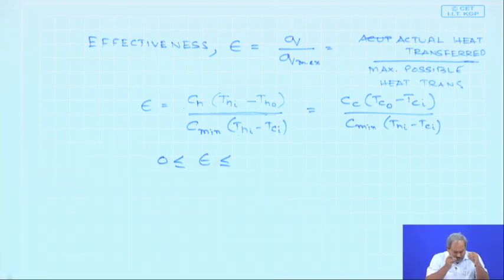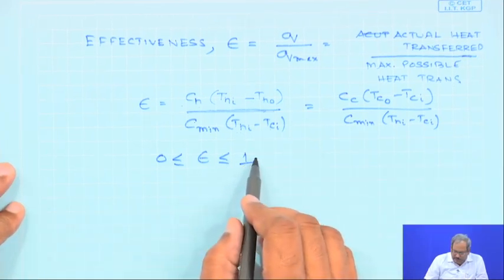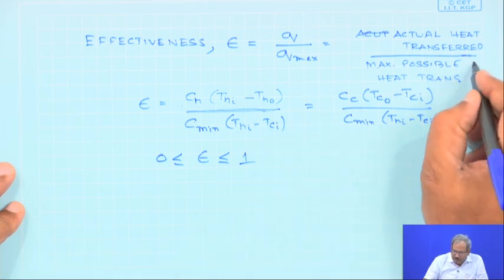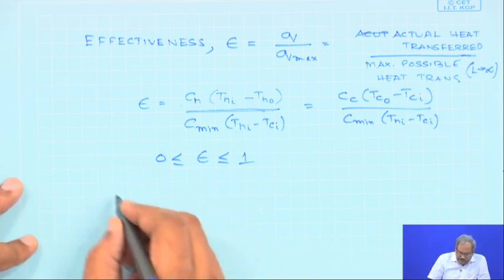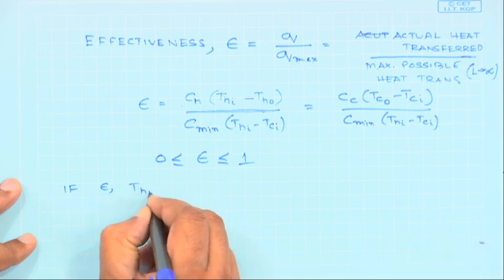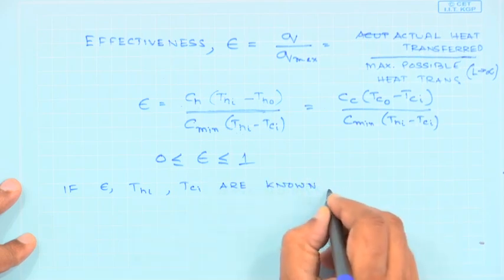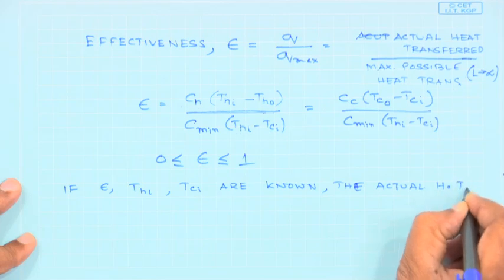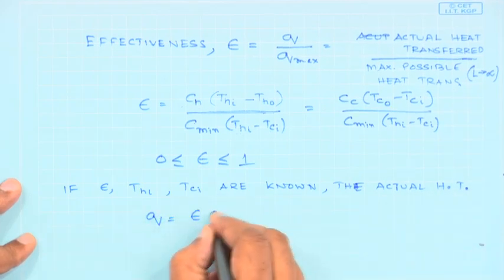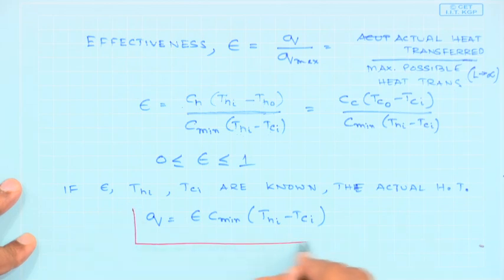So, your epsilon should be within 0 to 1, and the maximum possible heat transfer appears only when L tends to infinity. That means you provide a very large length for the two streams to come to perfect thermal equilibrium at the exit. So, if epsilon, THI and TCI are known, the actual heat transfer can be expressed as Q equals epsilon times C minimum times THI minus TCI. That is the purpose of the whole exercise.